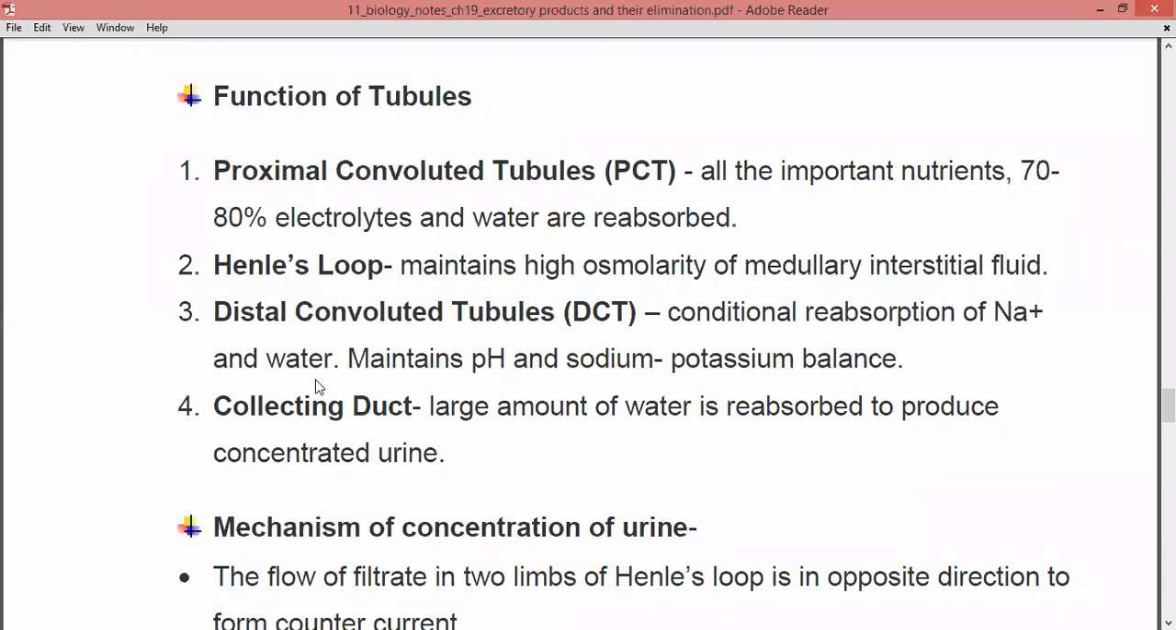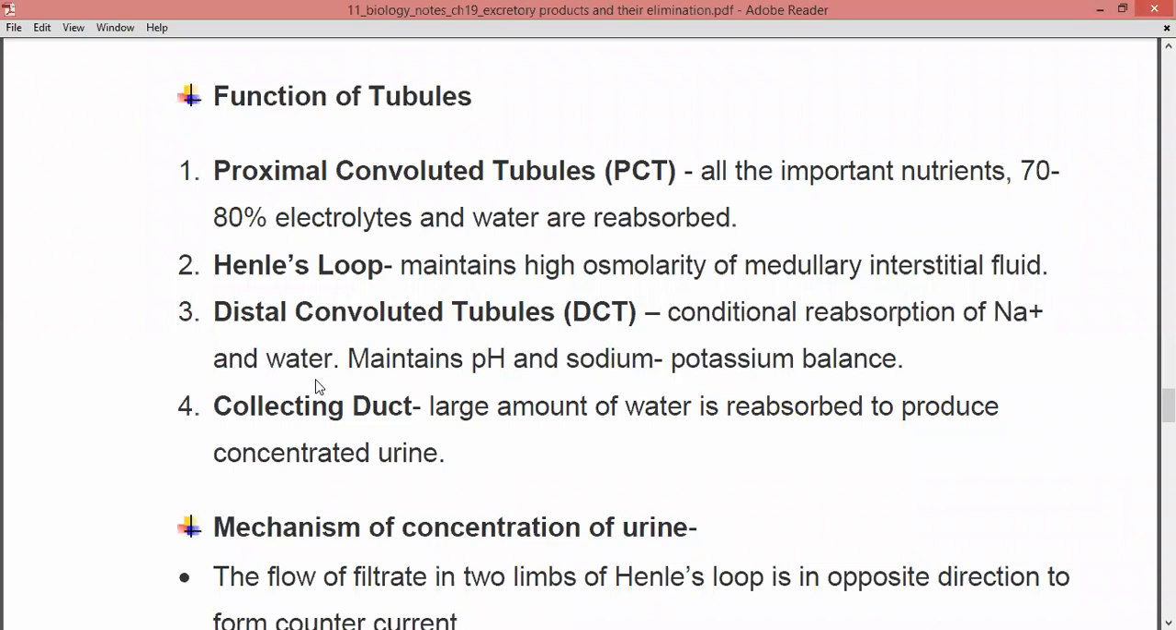Second, the loop of Henle. It is going to maintain the high osmolarity of the medullary interstitial fluid. So the loop of Henle maintains the osmolarity, that is, whatever osmosis is taking place. Due to the exchange that takes place, the high osmolarity is maintained, and this is with the help of the countercurrent mechanism.